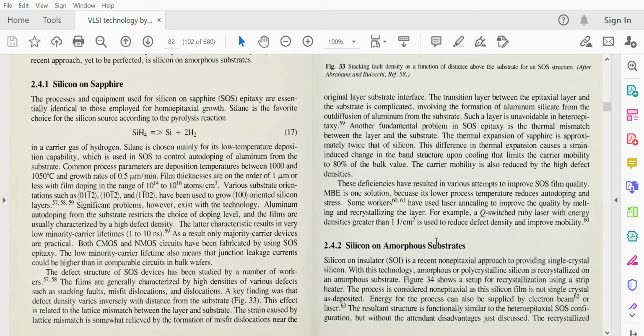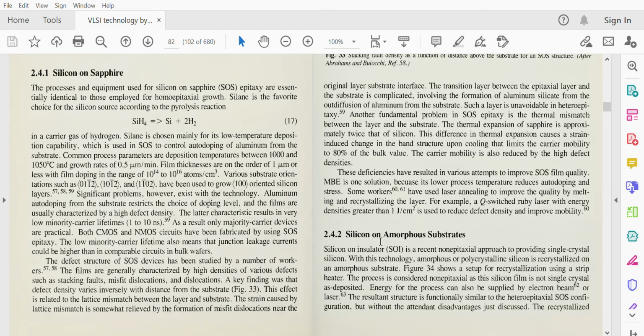Similarly, there is silicon on amorphous substrate. Silicon on insulator, SOI, is a recent non-epitaxial approach to provide single crystal silicon. With this technology, amorphous or polycrystalline silicon is recrystallized on an amorphous substrate, and figure 34 shows that. The process is considered non-epitaxial as the silicon film is not single crystal as deposited. Energy for this process can also be supplied from electron beam or laser. The resultant structure is functionally similar to the heteroepitaxial SOS configuration, but without the attendant disadvantages just discussed.